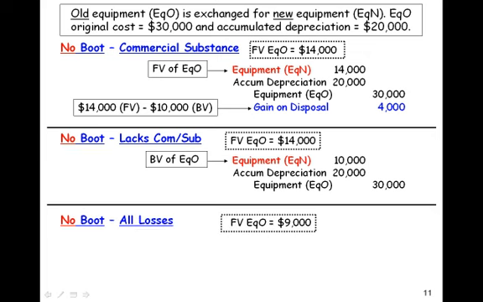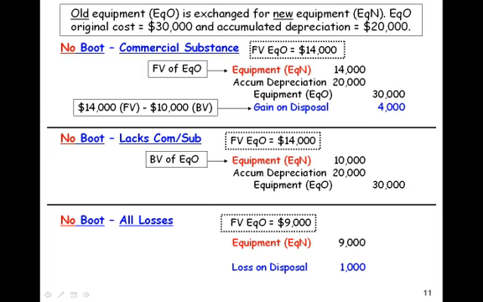In the third exchange, we'll assume that the fair value of the old equipment is $9,000. You'll recall that all losses are recognized. The loss is recorded as $1,000, the difference between the $10,000 book value and the fair value of $9,000. The new equipment is recorded as $9,000.